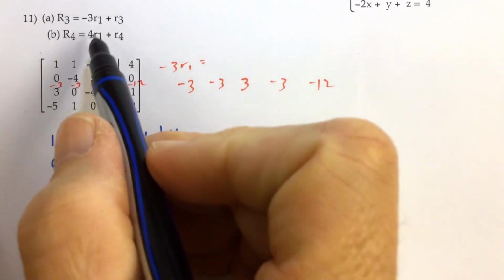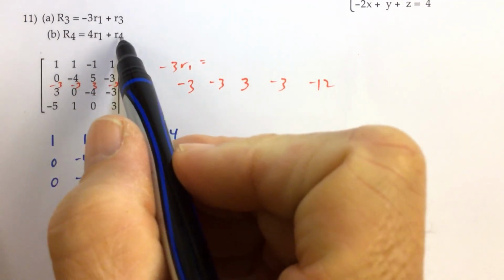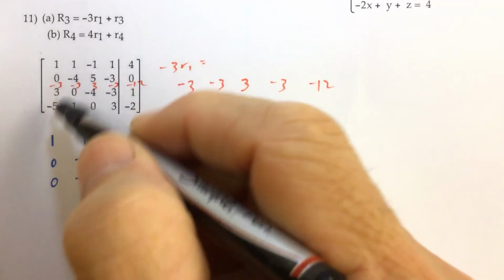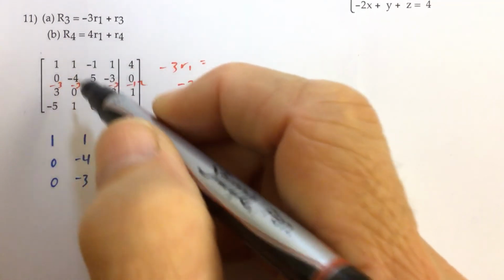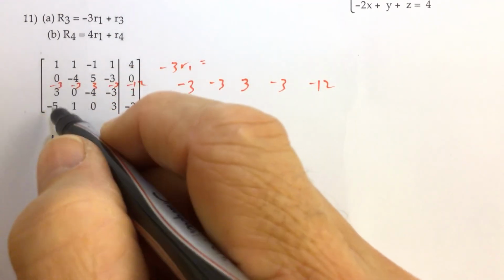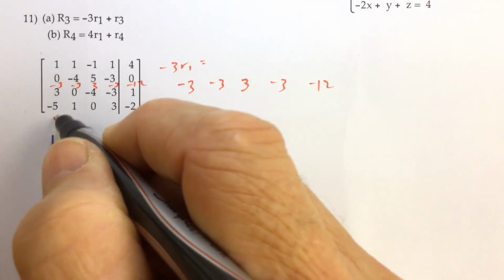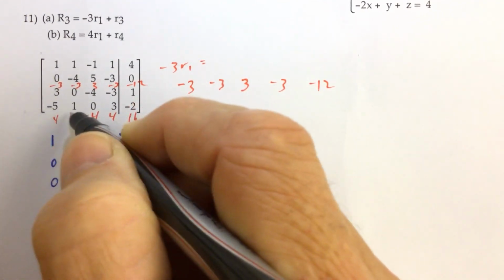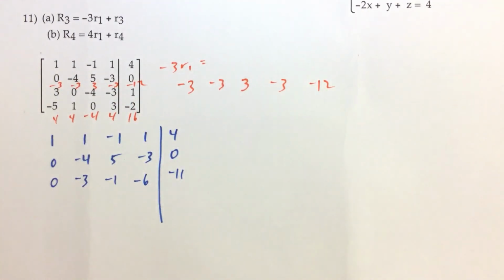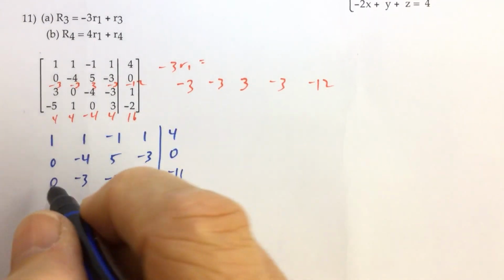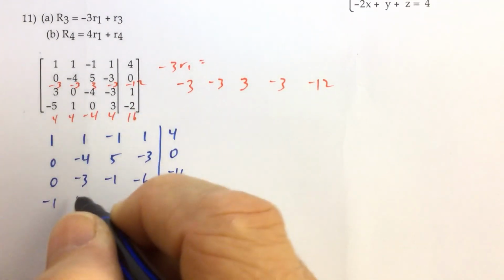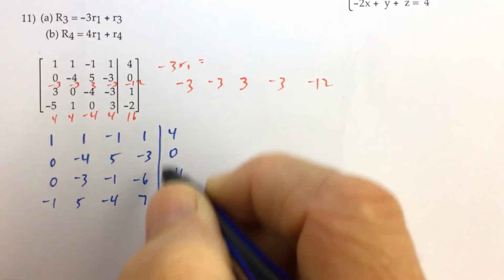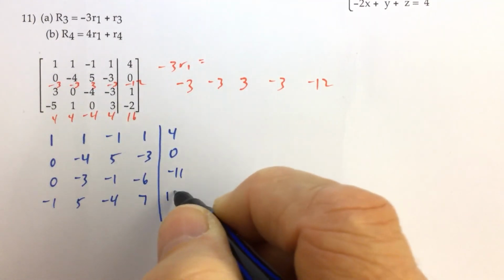The next thing we're going to do is multiply row 1 by 4, and add that to row 4. When we multiply row 1 by 4, let's write that right under here. I should have done that before for row 3. 4 times row 1 is 4, 4, negative 4, 4, and 16. And we're going to add these two together, and that will become our new row 4. So negative 5 plus 4 is negative 1. 1 plus 4 is 5. 0 minus 4 is negative 4. 3 plus 4 is 7. Negative 2 plus 16 is 14.